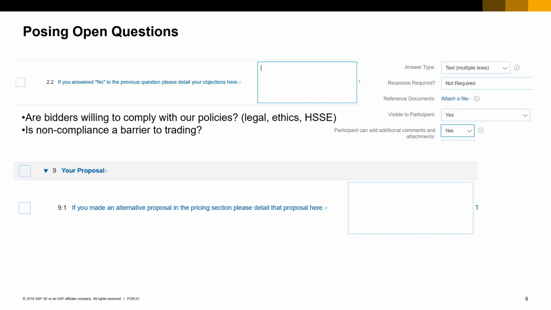For the open question, I allow multiple lines and attachments for a comprehensive response. And of course, the response is set to not required, as the supplier may have agreed in the first question. The second type of open question explores a positive rather than a negative. Early in a multi-stage event, I encourage my suppliers to offer creative responses and can do that through this type of open question.